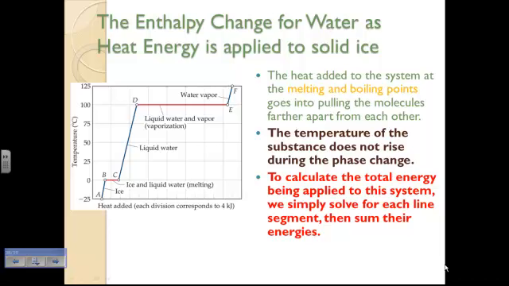This graph, in all of its line segments, can be used to calculate the total heat being entered into the system. Notice this positive slope. It's showing us an endothermic process. We're inputting heat. Heat is getting added to the system, endothermic. So the heat added to the system at the melting and boiling points goes into pulling the molecules farther and farther apart. That's what a phase change does, it breaks apart intermolecular attractions. The temperature of the substance does not rise during the phase change. The phase changes have flat slopes, no delta T.